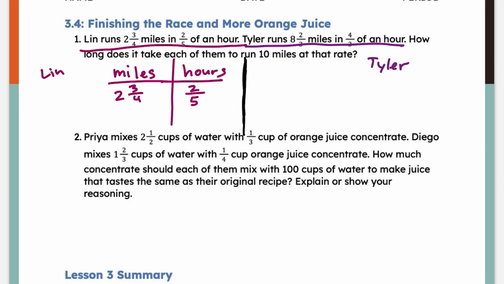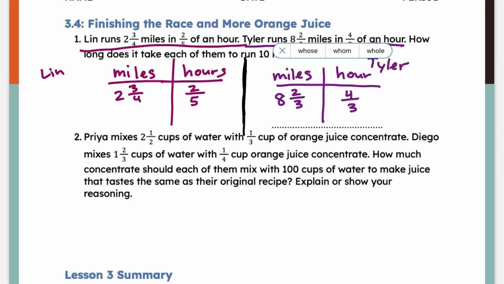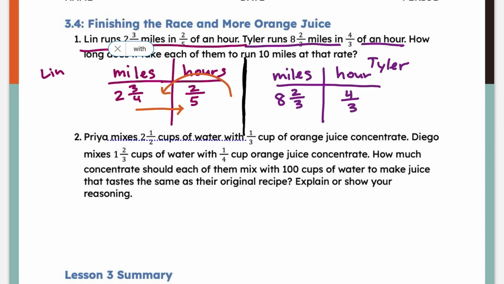We have Tyler, who has 8 2/3 of a mile and 4/3 of an hour. So once again, I need to find the constant of proportionality. This is definitely not mental math. I don't know how to go forwards in this table, so I am definitely going to work backwards and divide.